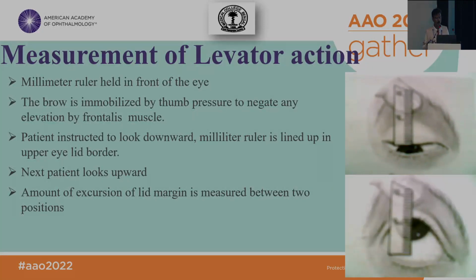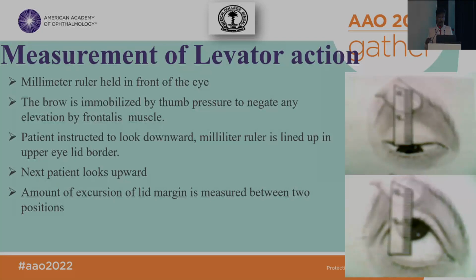A millimeter ruler is held in front of the eye. Most important, when you examine the patient, the head of the patient should be against the wall. Then one finger, like a thumb, is applied over the brow to cut off the muscle action of the frontal belly of the occipitofrontalis muscle. This frontal belly always helps to lift the LPS muscle. So your intention is to cut the muscle action of the frontalis from the LPS. The brow is immobilized by the thumb. Pressure negates any elevation of the frontalis muscle.